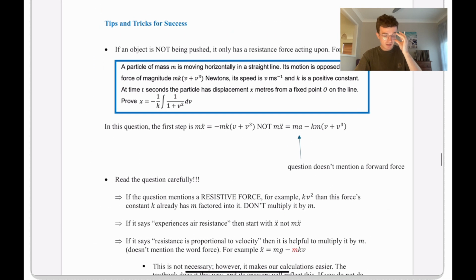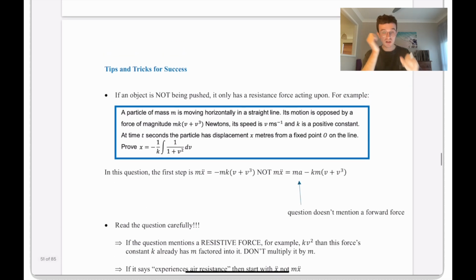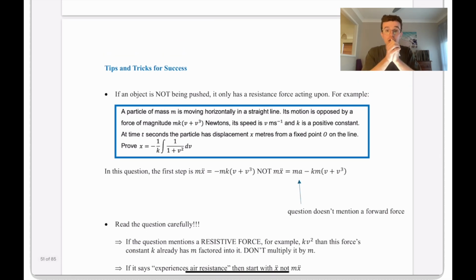Okay. Some tricks for success here. These questions can be quite tricky if you overcomplicate it. So you really got to make sure, number one, if the object is not being pushed, and this is mainly introducing these because when I was doing these questions, these were the things that I wrote down could be common mistakes, and some of them are mistakes that I made. So if an object is not being pushed, then it only has a resistive force acting upon it.